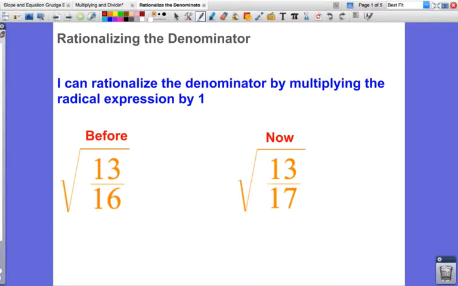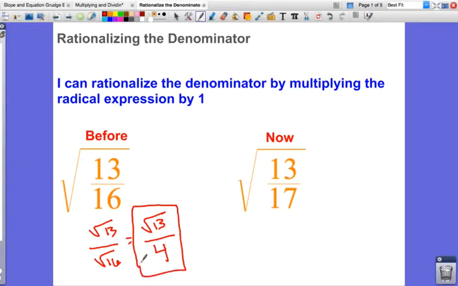If you have not seen multiplying and dividing radicals, please go back and watch that video first. In that video, we talked about the square root of 13 over 16. We separate the radical into two separate square root problems: square root of 13 over square root of 16. Square root of 13 is a prime number, so we can't simplify it any further. The square root of 16 is 4. So the answer is square root of 13 over 4.